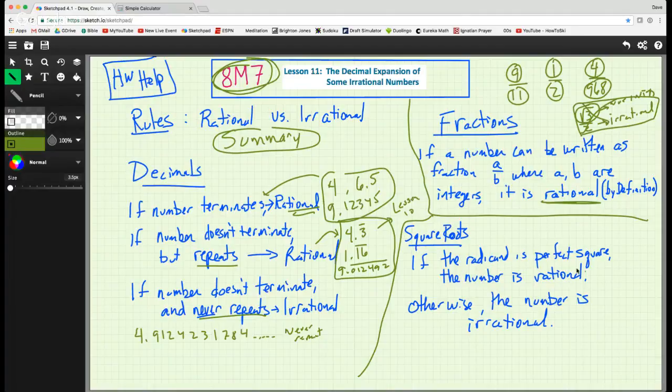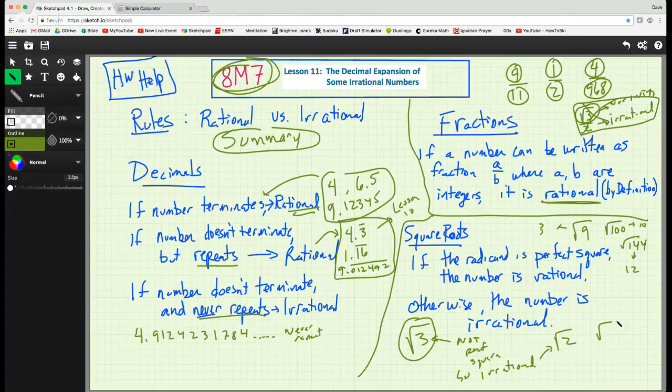The square root rule is if the radicand is a perfect square, the number is rational. So this is like the square root of 9, the square root of 100, the square root of 144. These are all perfect squares because the square root of 9 is 3, the square root of 100 is 10, the square root of 144 is 12. But if the radicand is not a perfect square, then it's irrational. So the square root of 3 is irrational, the square root of 2 is irrational, the square root of 99 is irrational, the square root of 1602 is irrational. These are all irrational numbers.